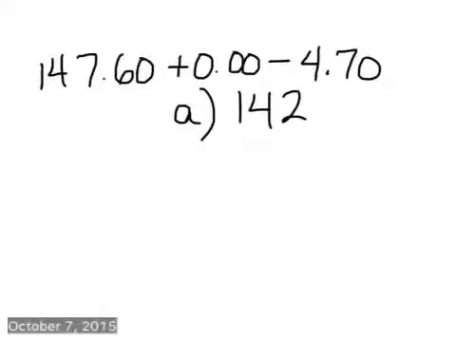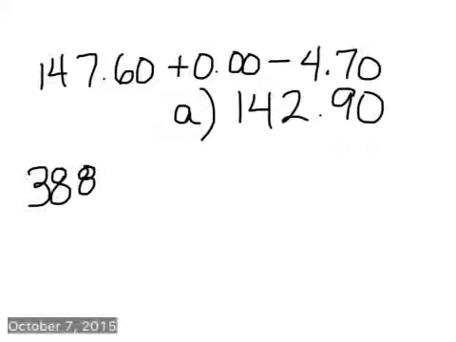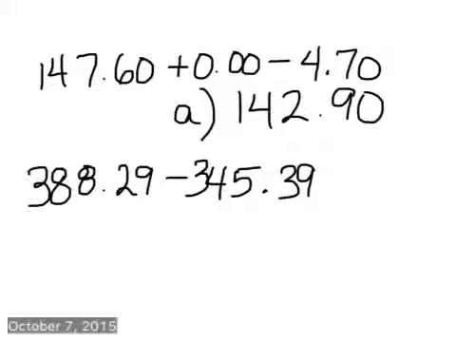142.90. Part B, it says my statement balance is $388.29. I have outstanding checks, so that's a minus of $345.39, and an outstanding deposit, which means a plus of 100. What number do I get for B? Do you get the same number?